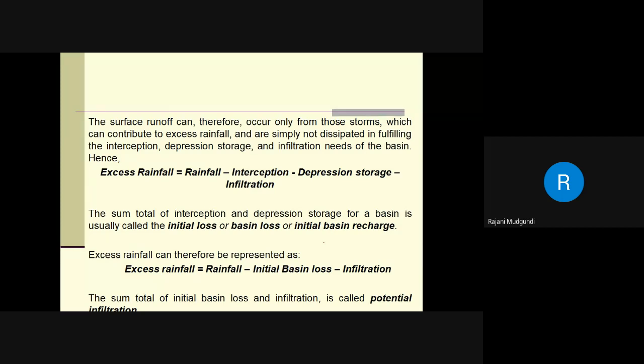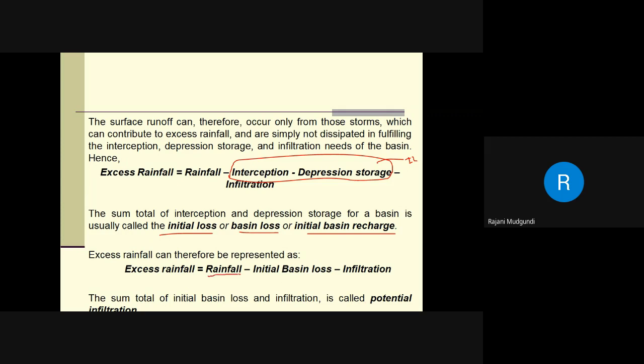The sum total of interception and depression storage for a basin is usually called initial loss or basin loss or initial basin recharge. So interception loss and depression storage, which will be there during the initial stages, this can be termed initial loss, basin loss, or initial basin recharge. So excess rainfall can therefore be represented as rainfall minus initial basin loss or initial basin recharge minus infiltration.